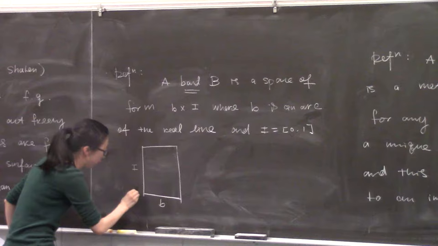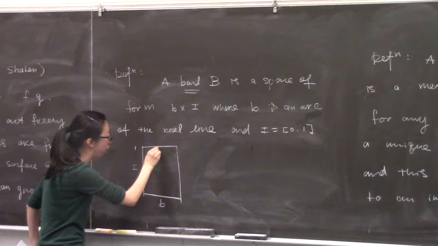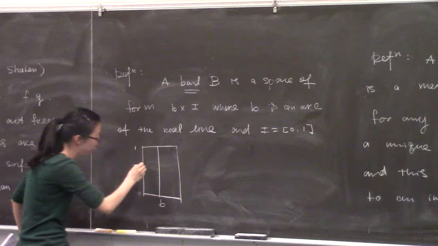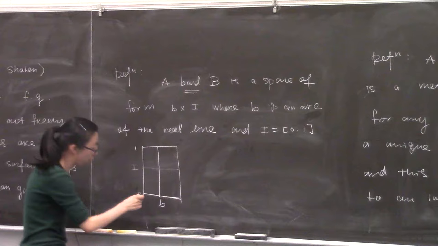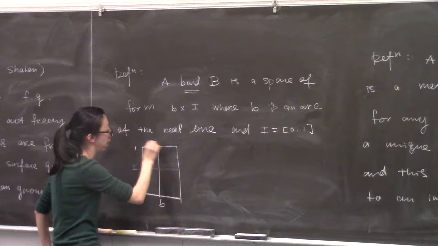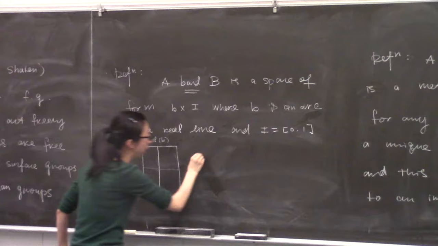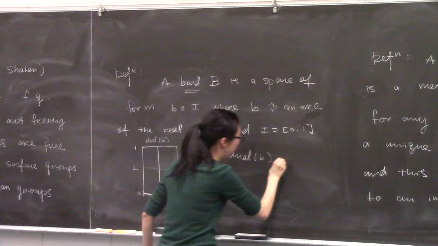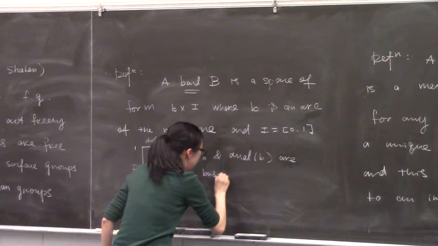And there's some notation here. A vertical fiber is called a vertical fiber, and you could call this horizontal. And for this side of the band, let's call this B, and the other side the dual of B, and B and the dual of B are the bases of the band.